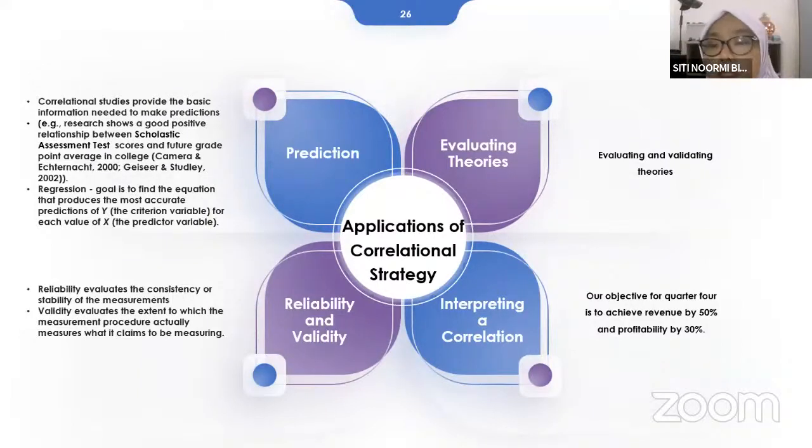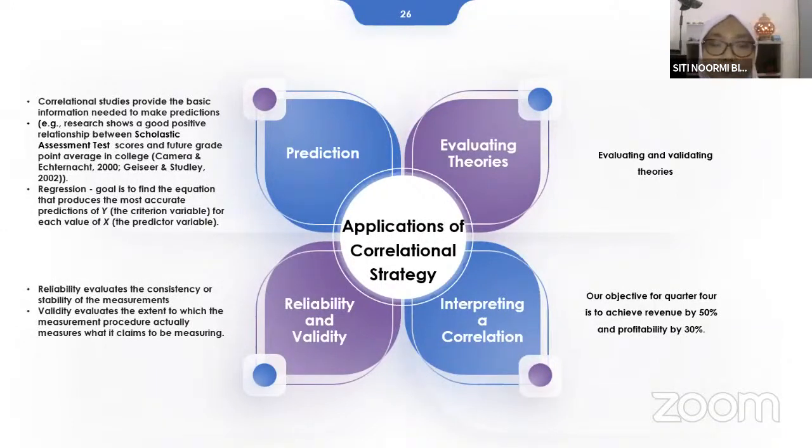Okay, evaluating theories, because sometimes based on past study, for example, they come up with a new theory related to a certain phenomenon. But based on correlational research, you can reconduct the study and then try to test or validate the applicability of the theory. Okay, and then last one, interpreting a correlation, which is, sorry, this one is not here.